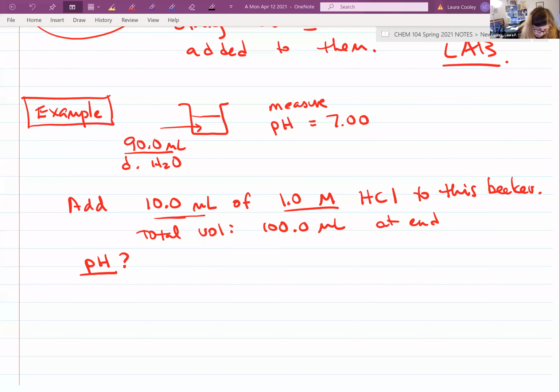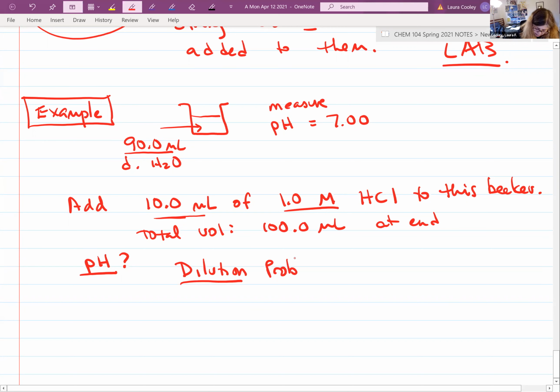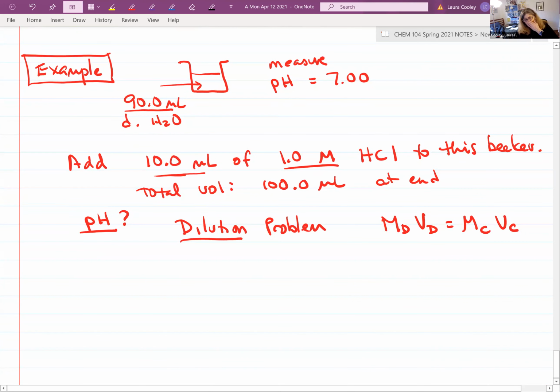Okay, so how do I figure out what is the pH? So what I need to do is I need to do a dilution problem. I'm going to use this formula. Well, not that formula, because that's wrong. MdVd is McVc. So, you know, what I'm doing here is I'm taking 10 milliliters of a strong acid solution. I'm adding it to 90 milliliters of water. So I'm essentially making a dilution.